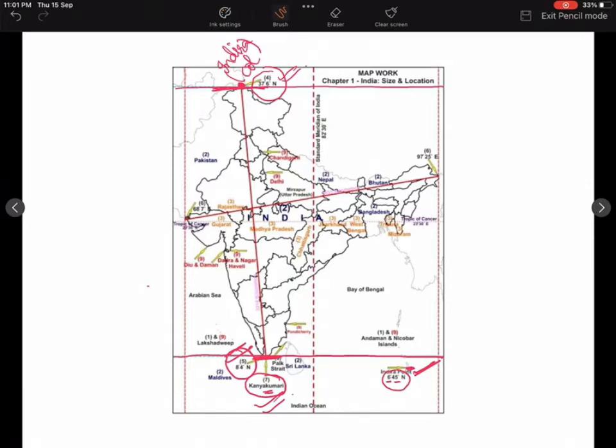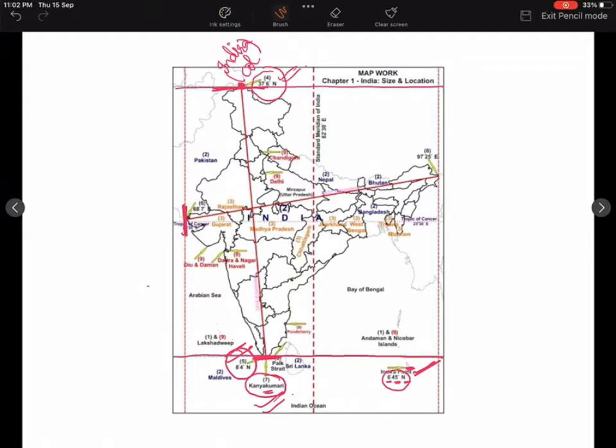While plotting it on the map of India, you have to plot their degrees as well, along with the name of the place and the state, but you have to mention the degree of it also. Now let's discuss the easternmost and westernmost points of India.